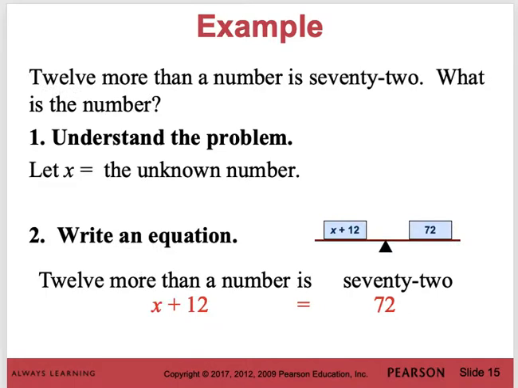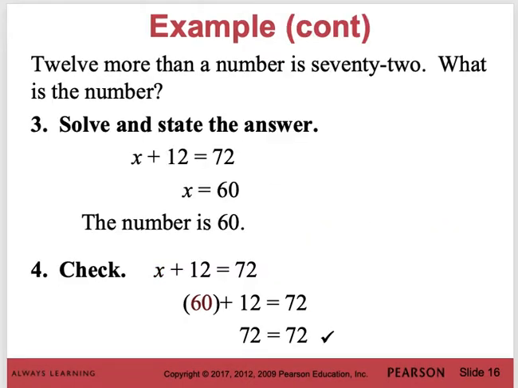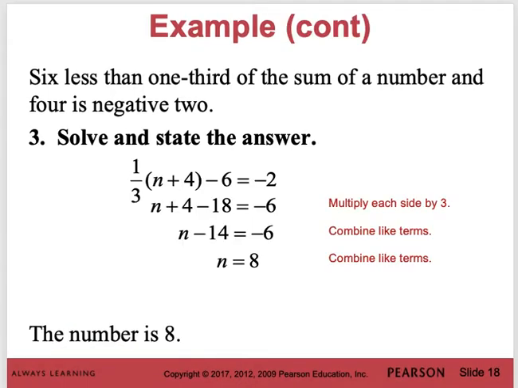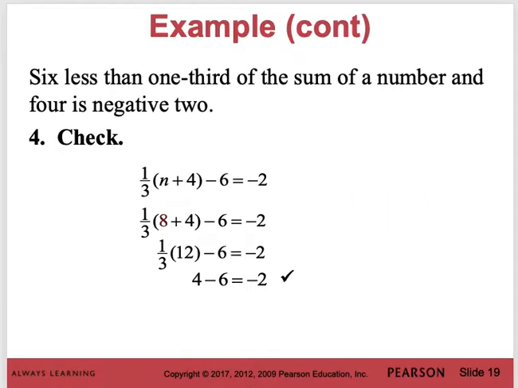Here's an example. 12 more than a number is 72. What is the number? You can let x represent your unknown number and write an equation. 12 more than a number is, and you can see x plus 12 equals 72. Solve. We end up with 60, and check your work, and it does work out. Here's another example. See how first you represent the variable, write an equation, solve, and check your work.